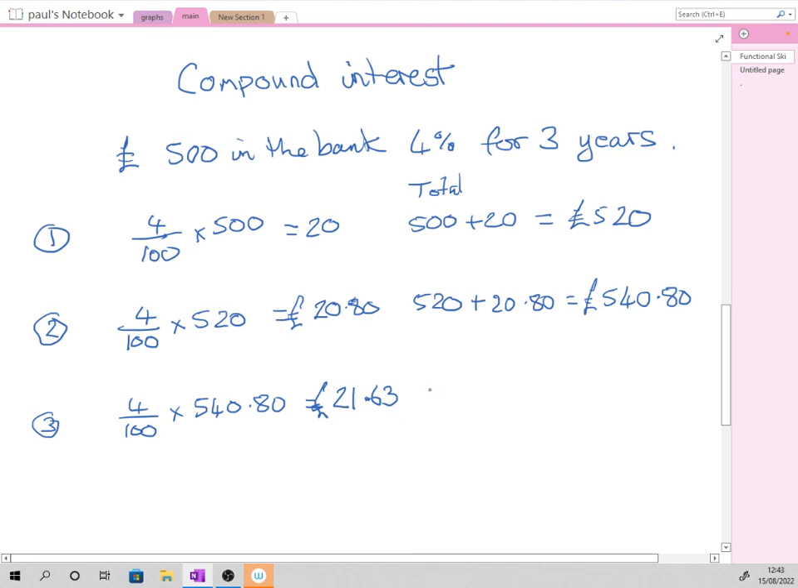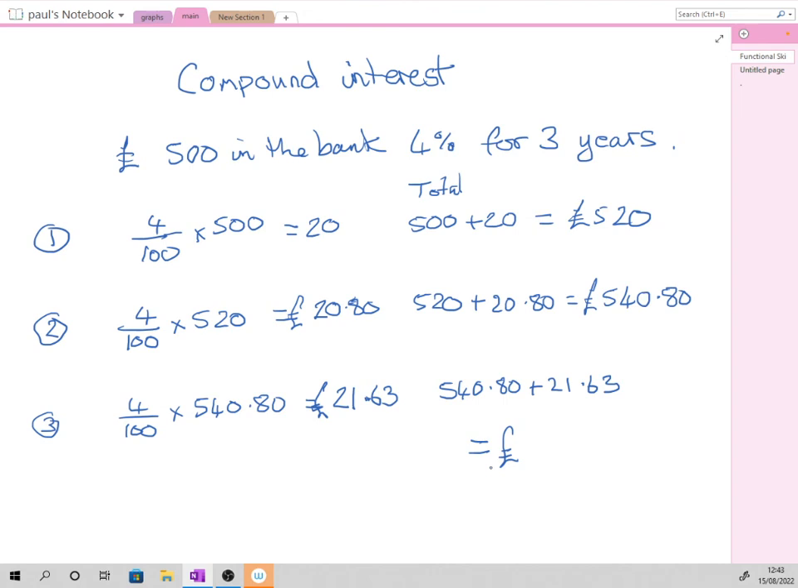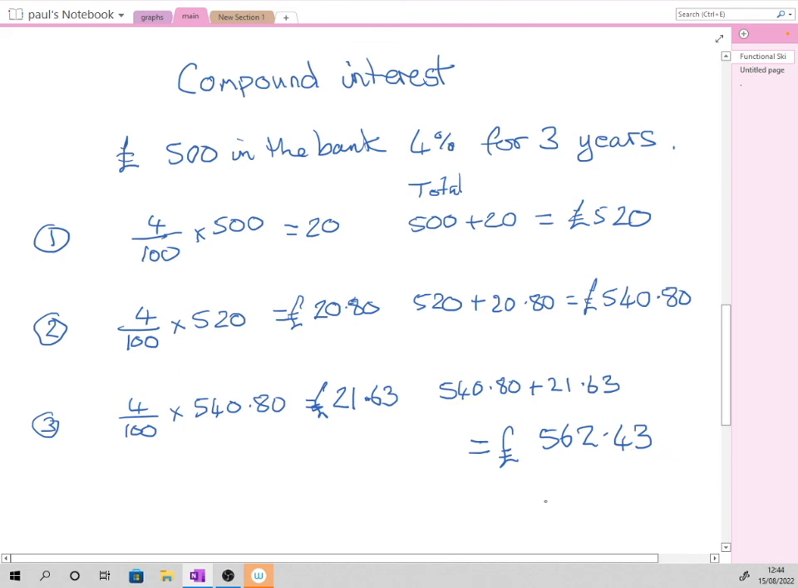So now our grand total would be £540.80 plus £21.63, which equals, after 3 years of compound interest, £562.43. So that's how to do compound interest. You calculate the percentage for each individual year on the new amount.